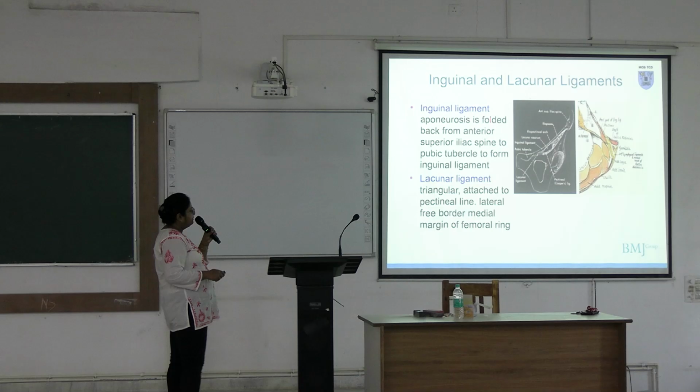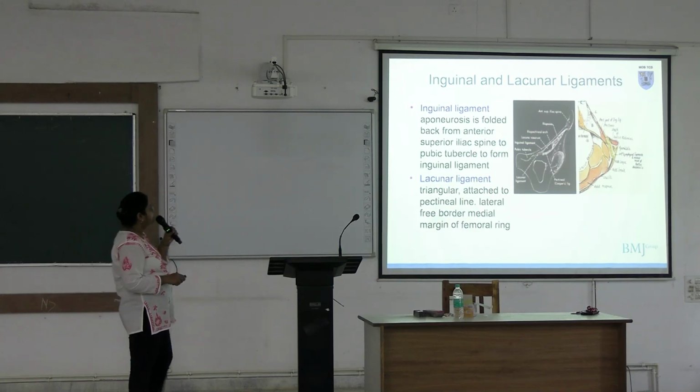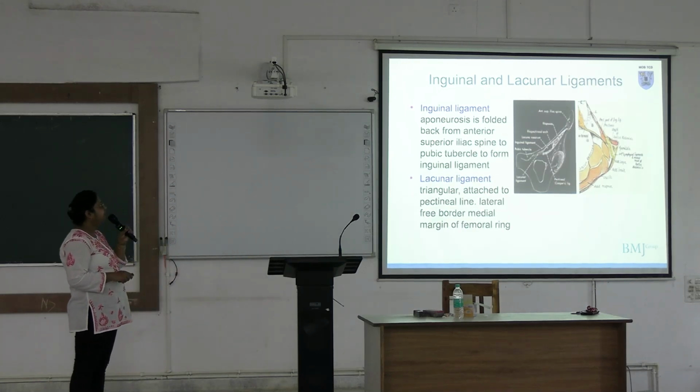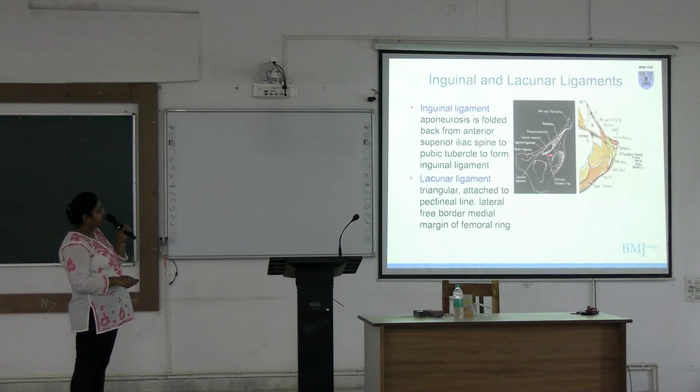So inguinal ligament, you can see here, this is inguinal ligament. Okay, here. So inguinal ligament, the aponeurosis of external oblique is folded back from anterior superior iliac spine. Here is anterior superior iliac spine to the pubic tubercle to form the inguinal ligament. And from the inguinal ligament, this small ligament is extending.